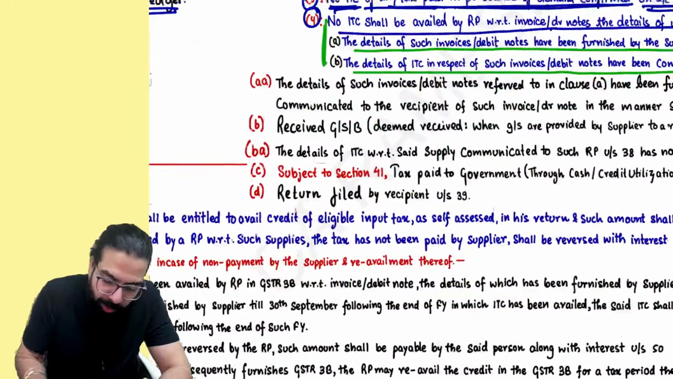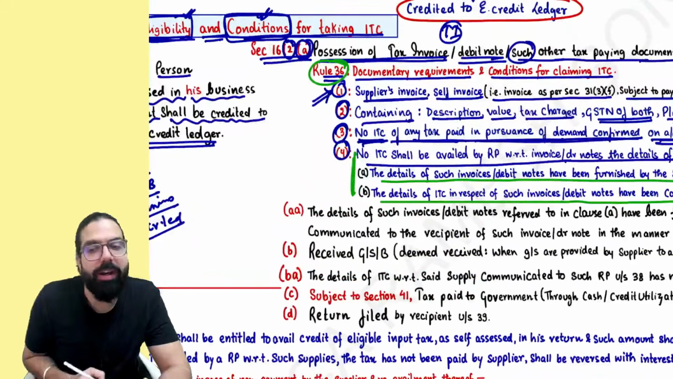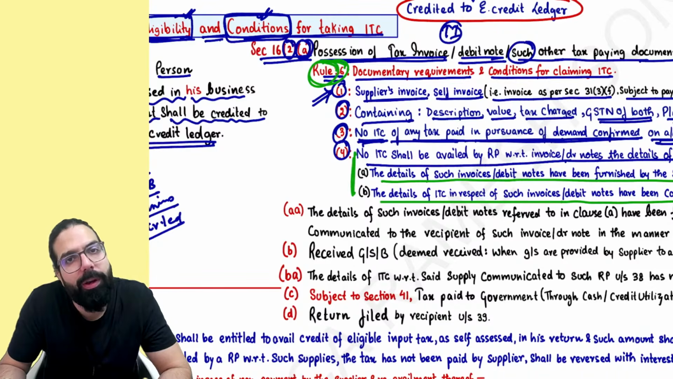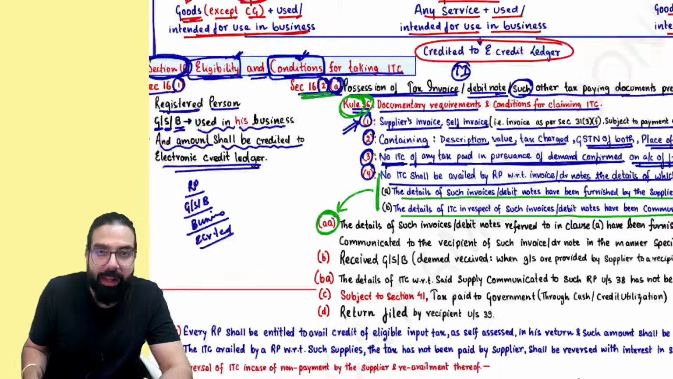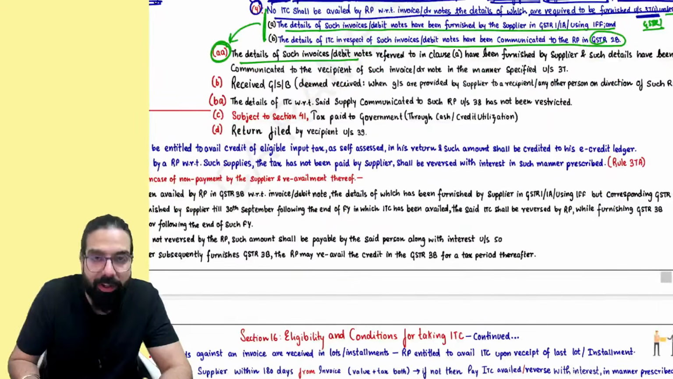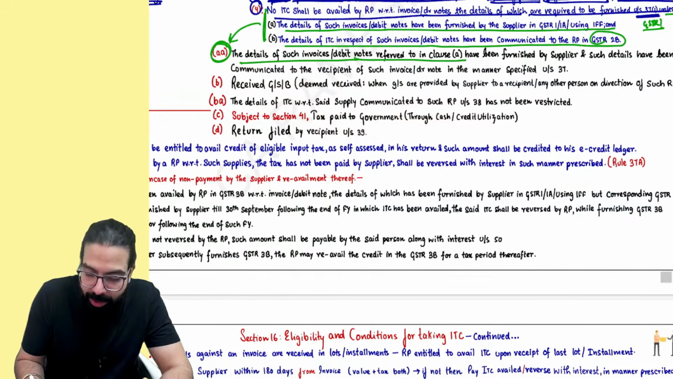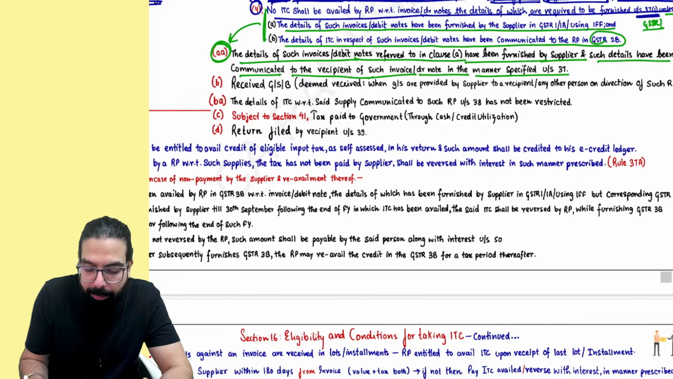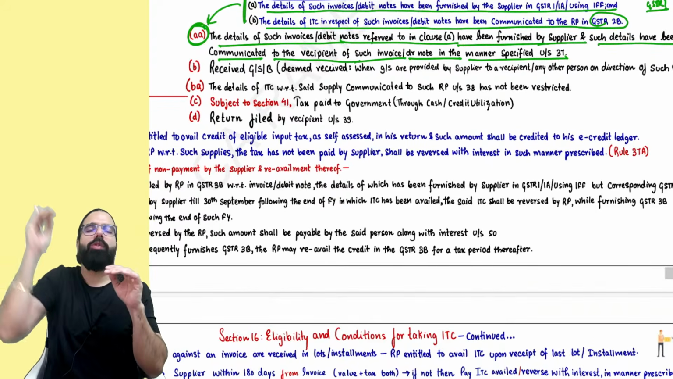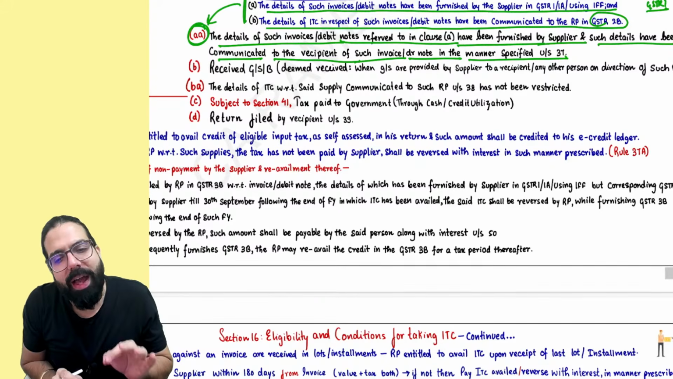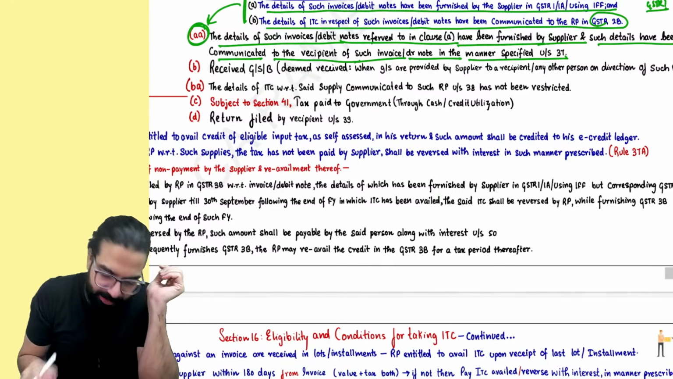You know what happened then? The same thing which was told by rule number 36, they had to write in the Act also, because this was written in the rule. Anything written in the rule should be supported by the Act, and hence in section 16(2)(aa) they wrote the same thing again. The details of such invoice and debit note referred to in clause (a) have been furnished by the supplier, and such details have been communicated to the recipient of such invoice and debit note in the manner prescribed under section 37. Means the supplier should have shown it in GSTR 1 and the details should have come in my GSTR 2B. Only then I can take the credit. Done, sir. This point is clear.